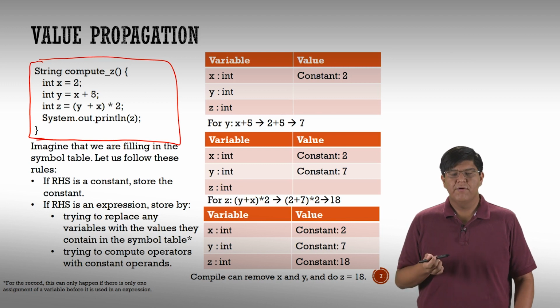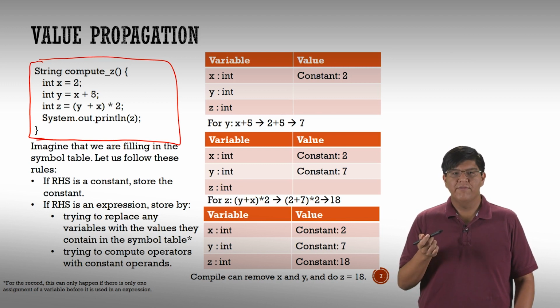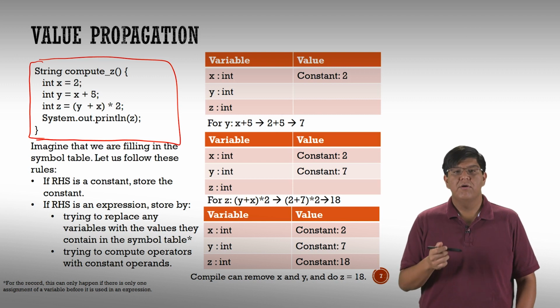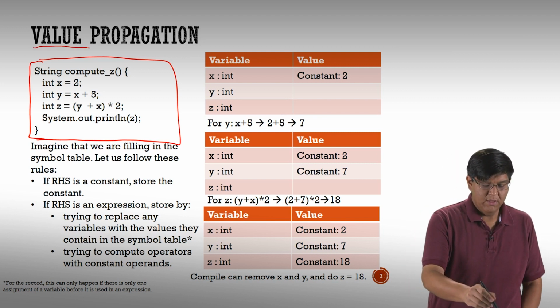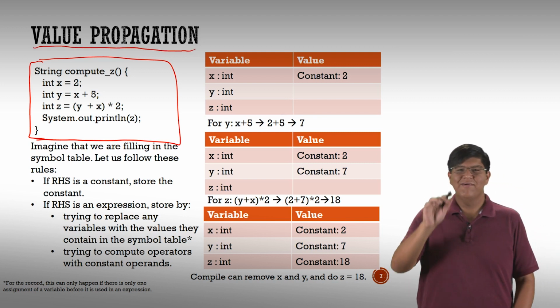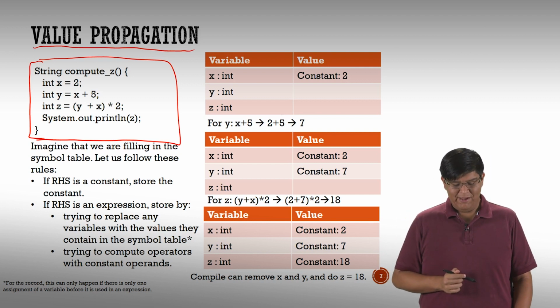So what we want to do is find a way to automate this. We want to find a way to automatically evaluate expressions when we know all of the operands of it. The name of this technique in general is called value propagation. So now we know what we're doing. We'll jump back to the right-hand side.